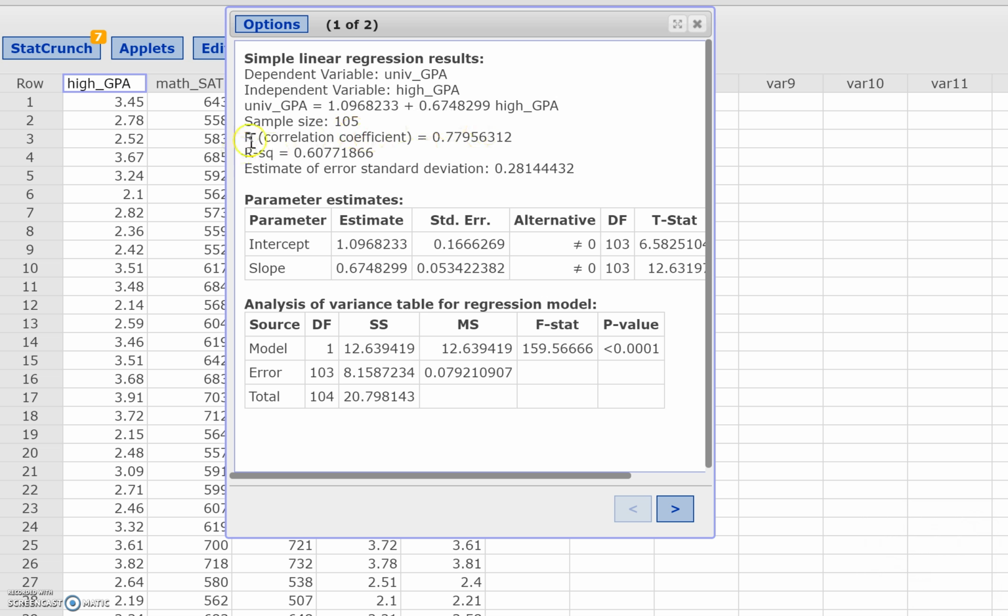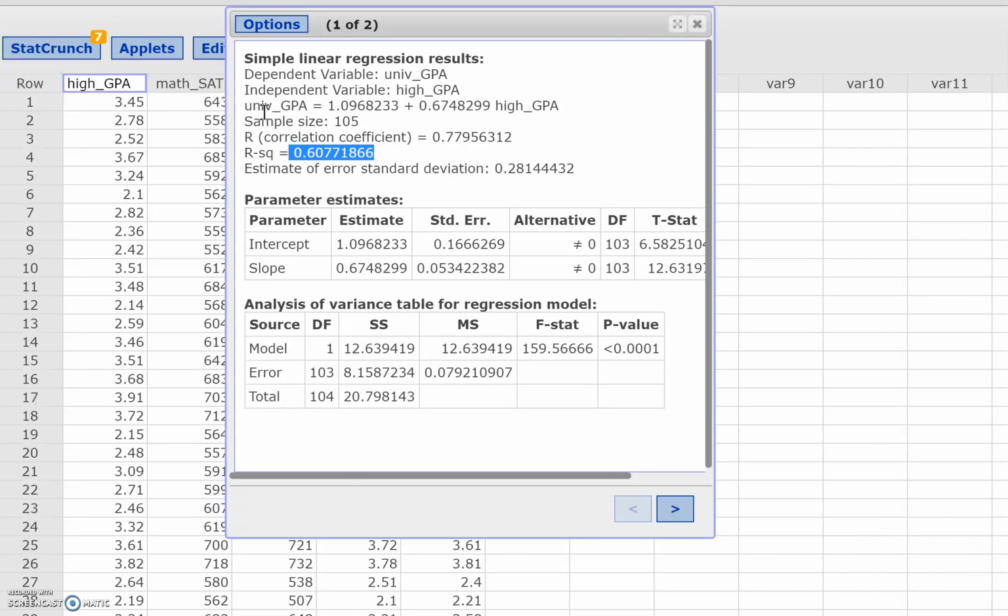We also are told here that our correlation coefficient, our little r. I didn't have to do that separately. We could have just grabbed it from our simple linear regression. And we have our r squared, which is literally just that value squared. This tells us that we can explain about 61% of your university GPA just looking at high school GPA, right? Just looking at someone's high school GPA gives us 61% of the information about how they're going to do in college, according to this data. So that's probably our biggest predictor.